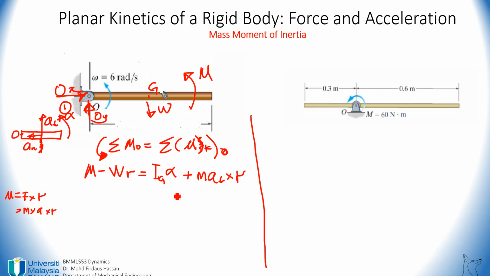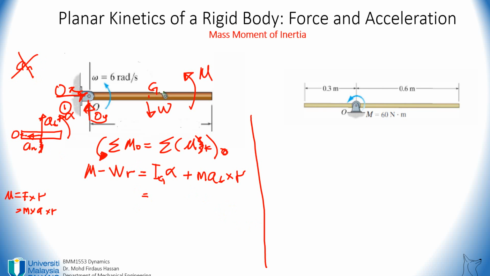Okay, and then what is an? You see that an goes toward point O. When it goes to point O, an is not counted in calculating the moment. Basically, in all cases, an is not counted. So I leave it as 0.